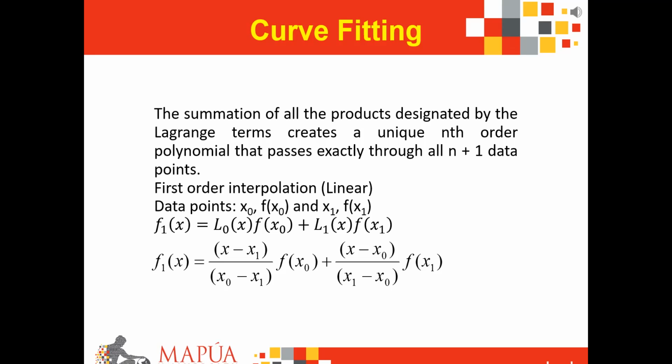And on your denominator, you will have the data set x0 minus other values of x other than x0. And the only other value of x other than x0 would be x1. Therefore, your denominator would simply be x0 minus x1. This Lagrange term is then multiplied to your function fx0.